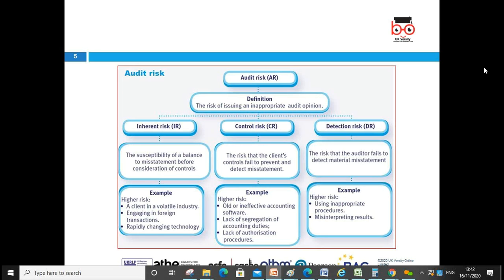Okay. Any question here? No, this is fine. Okay, then we can balance off misstatement for the consideration of control.